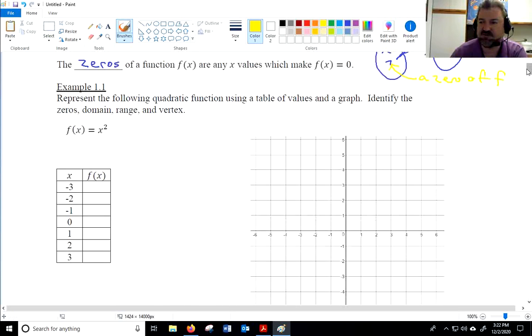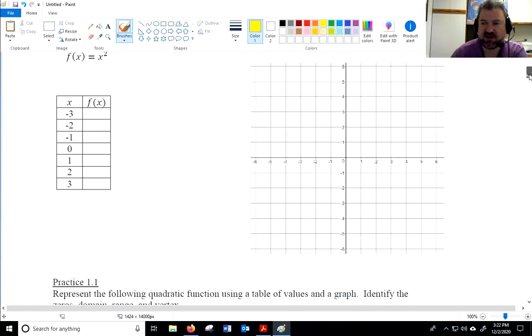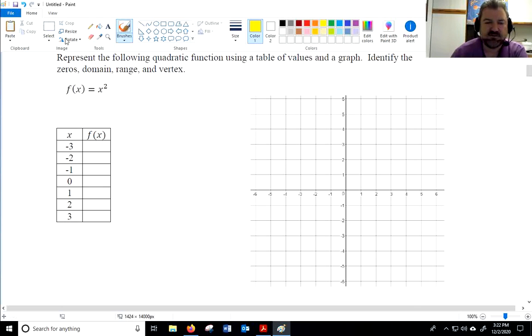All right, we're going to represent the following quadratic function using a table of values and a graph. We'll identify the zeros, the domain, and the range, and something called the vertex. All right, so our function is f of x is equal to x squared. So we need to be plugging in these numbers for x. So this will show the process here. Let's figure out what f of negative 3 is. Well, we're going to put a negative 3 in parentheses. Very important that we plug that in. Otherwise, we wouldn't square the negative. We'd only square the 3. So that makes this 9.